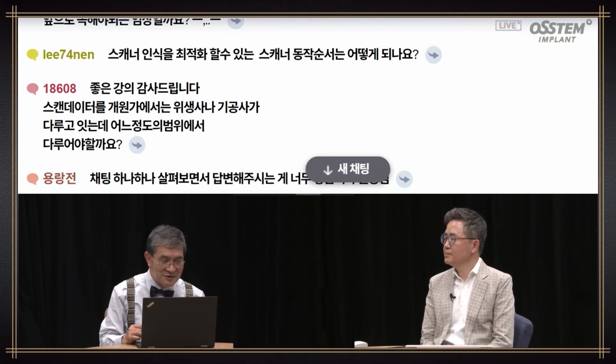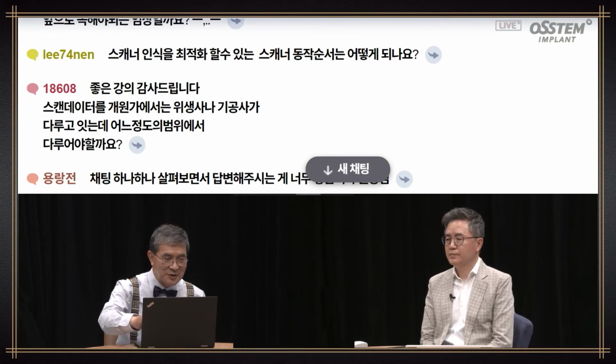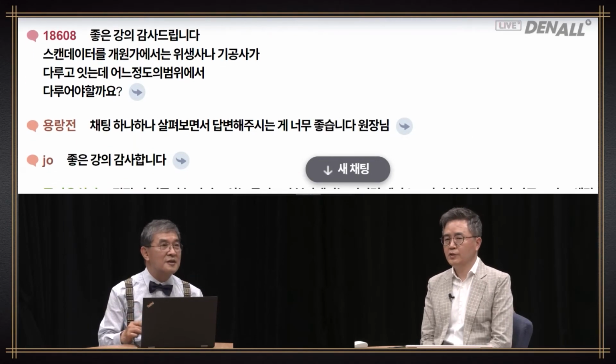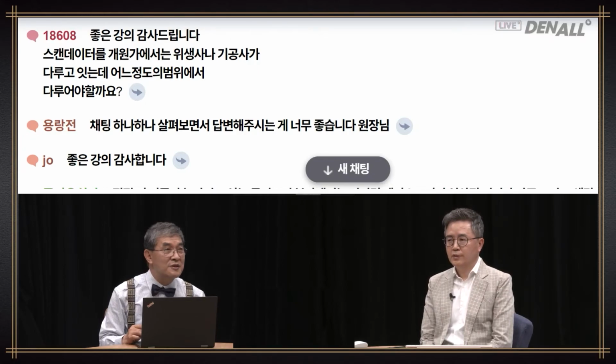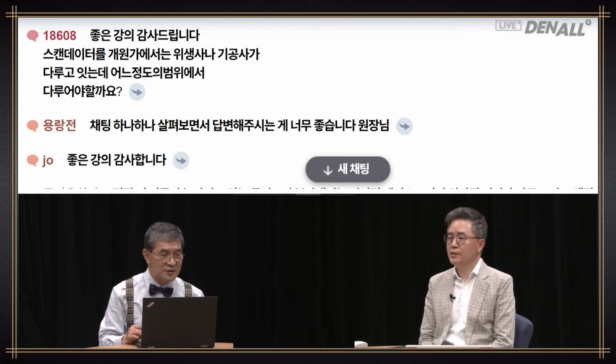LEE74NEN: Is there a scan movement order which can optimize scanner recognition? There's already a textbook that explains this really well. Can you share the name of the textbook? The Quintessence, issued by the Korean Academy of Digitalized Dentistry. Quintessence of which year? I think it's approximately 2 years ago. There are many great digital clinicians in the academy, and the guideline is all incorporated in it. Please refer to the Quintessence.